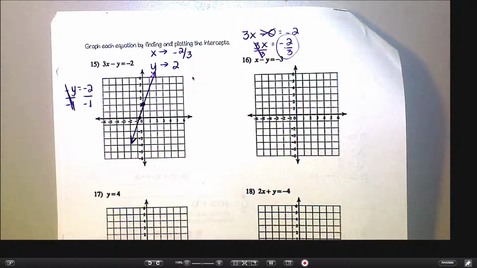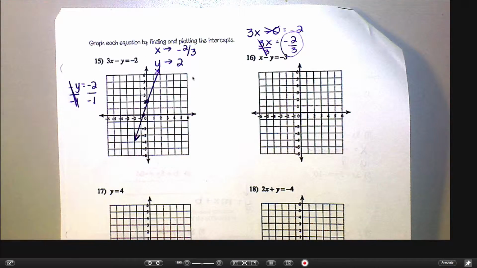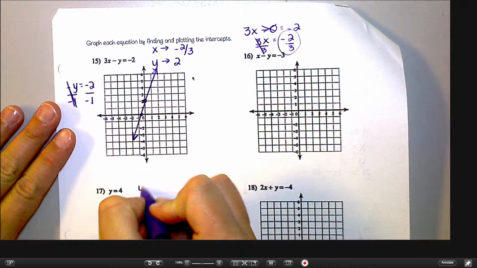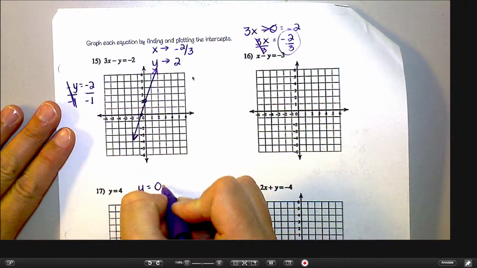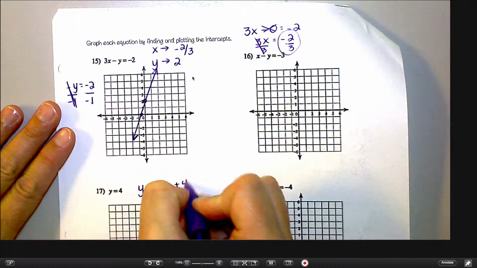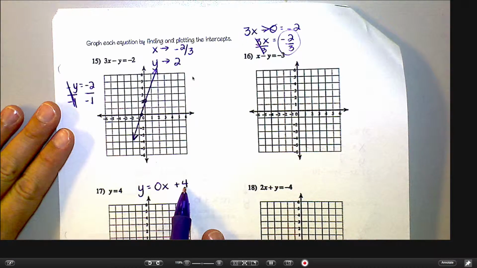Calista, if you put number 17 in y equals mx plus b, how would you do that? Yeah. So what's missing there? What piece? The x. The x, right? So I would put a 0 where the x should be. So I would say y equals 0x plus 4. And then you would start at 4, go up 0 over 1.